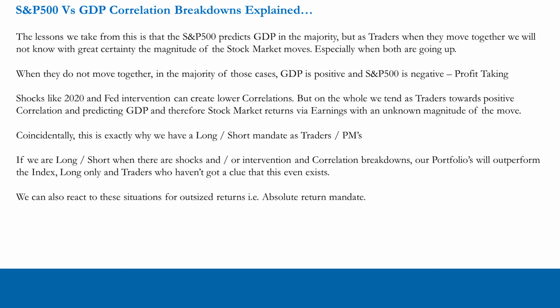Okay. Now, additionally, shocks like in 2020 and general Fed intervention, we take the message from the statistical correlation analysis. We take the message that shocks like 2020 and general Fed intervention can create lower correlations. But on the whole, we tend to, as traders, go towards positive correlation and predicting GDP and therefore stock market returns via earnings, but with an unknown magnitude of the move.